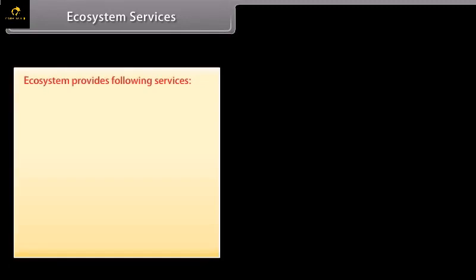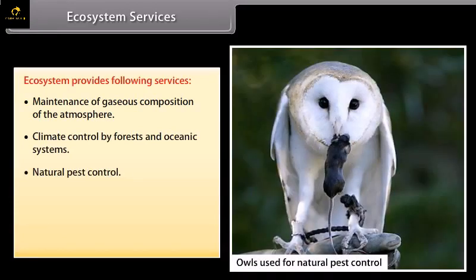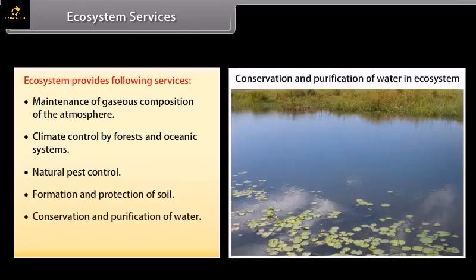Ecosystem services. Ecosystem provides the following services: maintenance of gaseous composition of the atmosphere, climate control by forest and oceanic systems, natural pest control, formation and protection of soil, conservation and purification of water, nutrient cycling, etc.